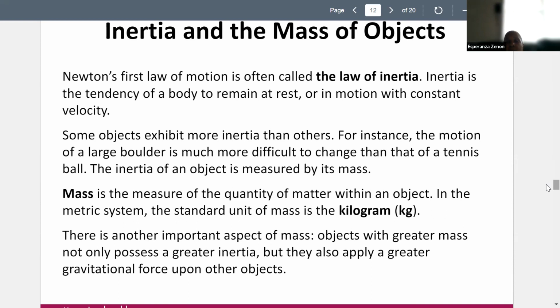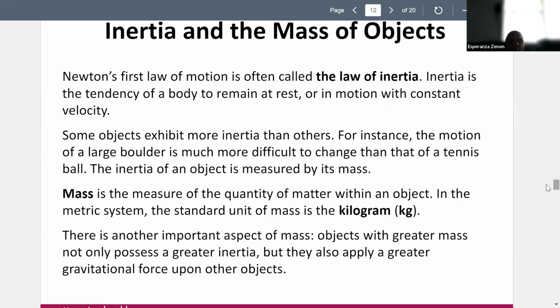And they give the example of a large boulder. Well, that object has a lot of inertia. And so it's going to be much more difficult to change the motion of an object as compared to, for example, a tennis ball.